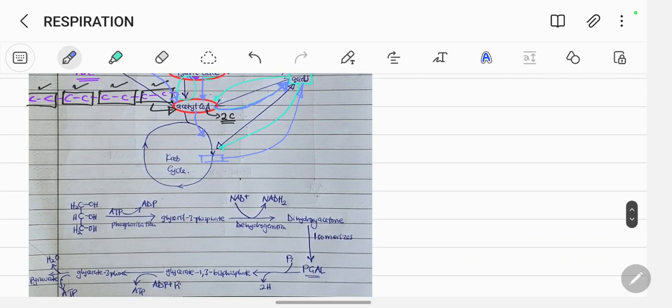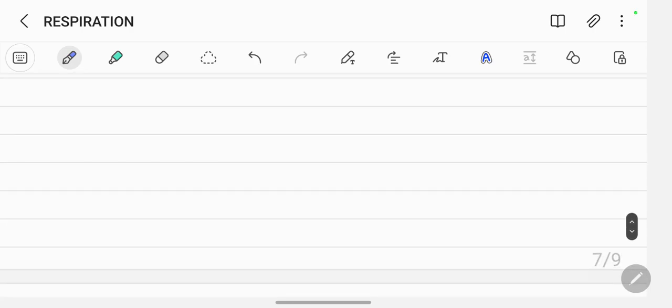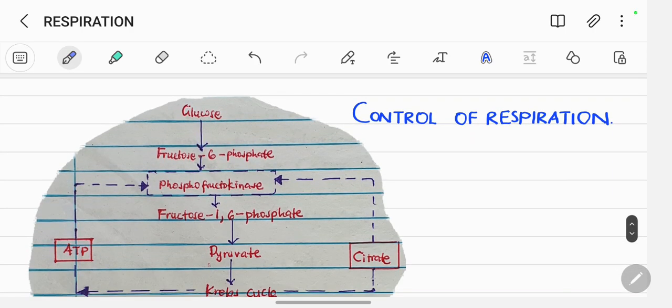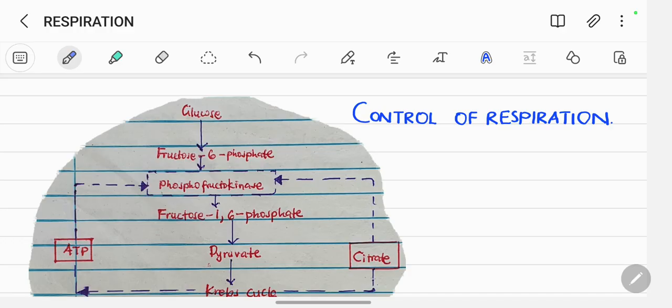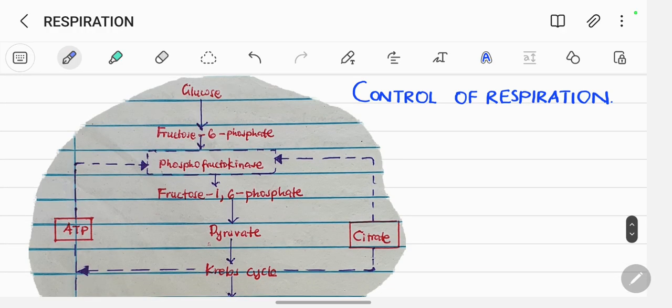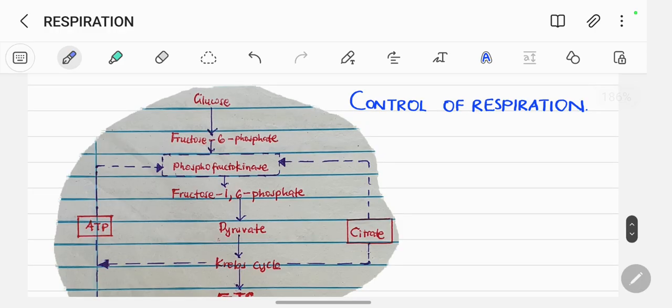Then I move on to our last part: control of respiration. Remember, our body has to have homeostatic controls on every process that happens within it. And for respiration, we have our control of respiration here.